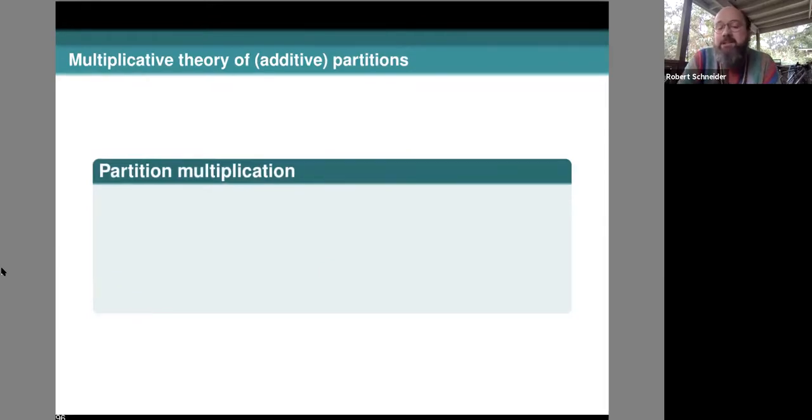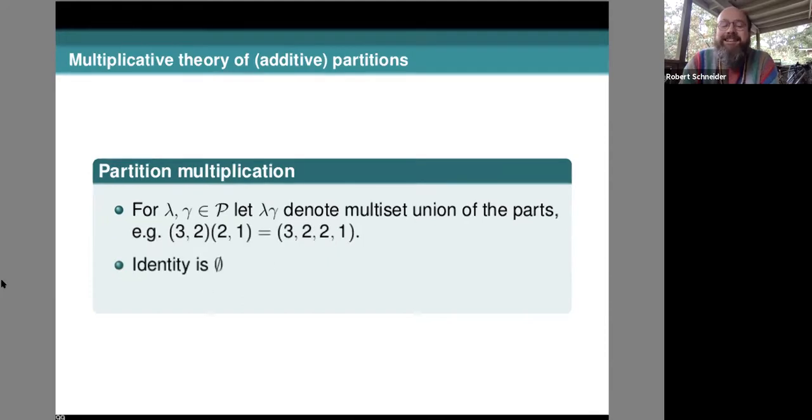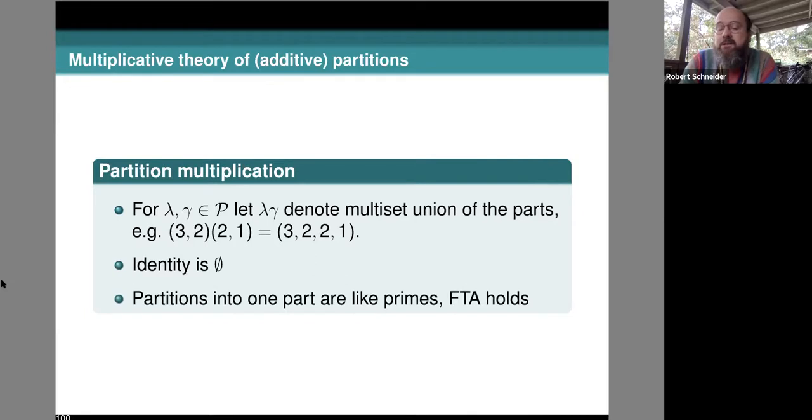There's partition multiplication. This operation is basically the concatenation or multi-set union of the parts of a partition. So if we have two partitions, lambda and gamma, multiplying them means that we join their parts together and then reorder them if you are writing them in this way. Cool? The identity is the empty partition. You multiply by that and it doesn't insert any new parts. And partitions into one part in this sense are like primes. These are each like the primes are to integer factorizations. So we get the fundamental theorem of arithmetic, for instance, and other structures from arithmetic.